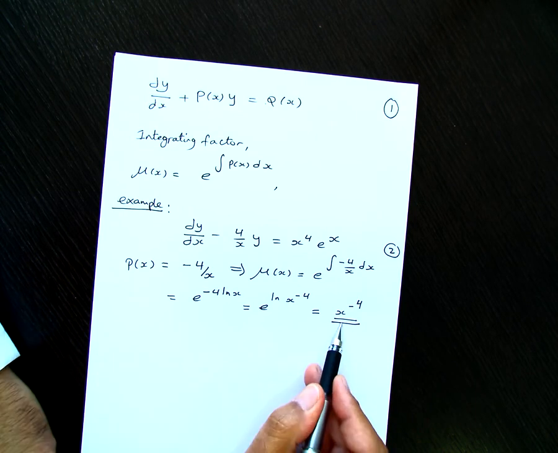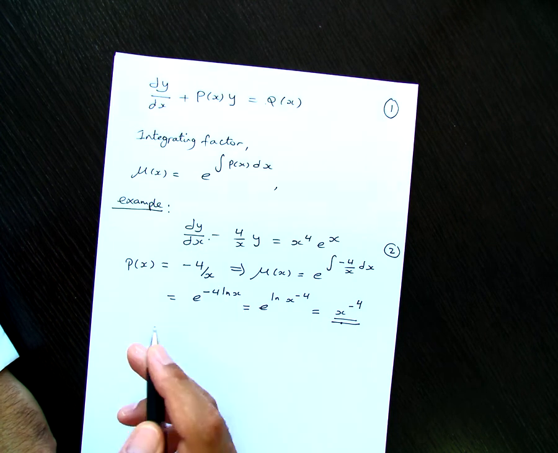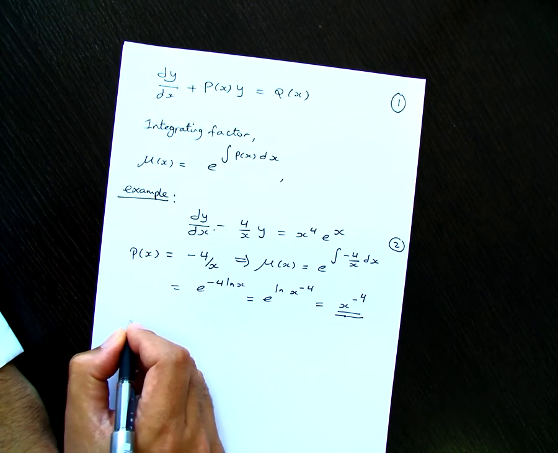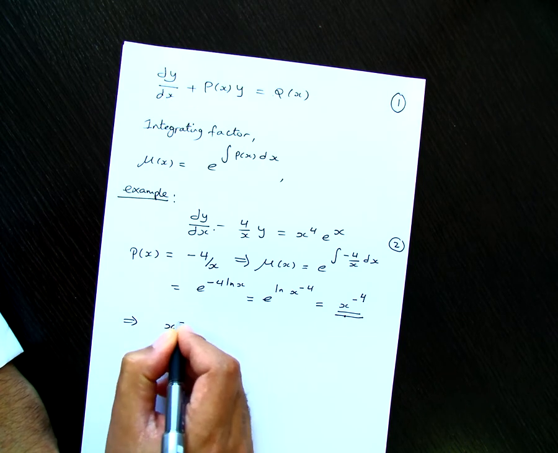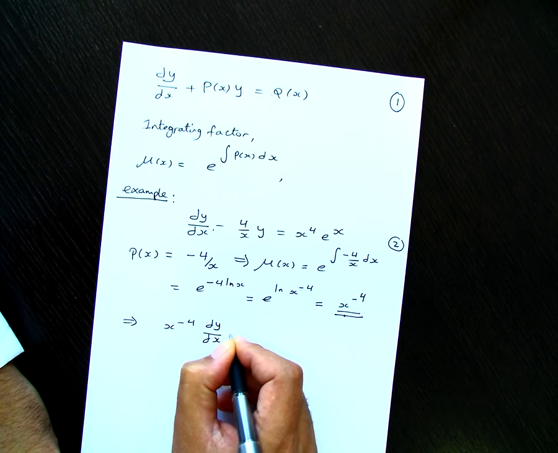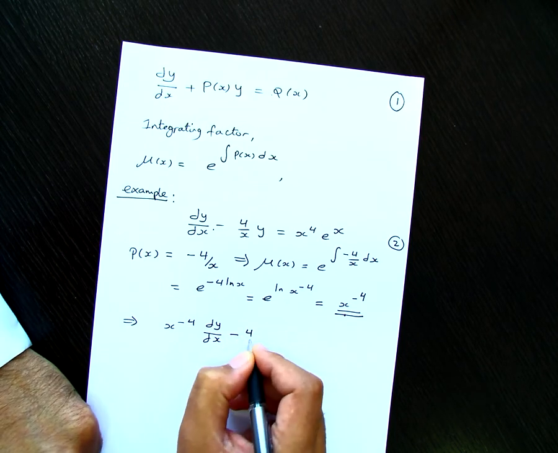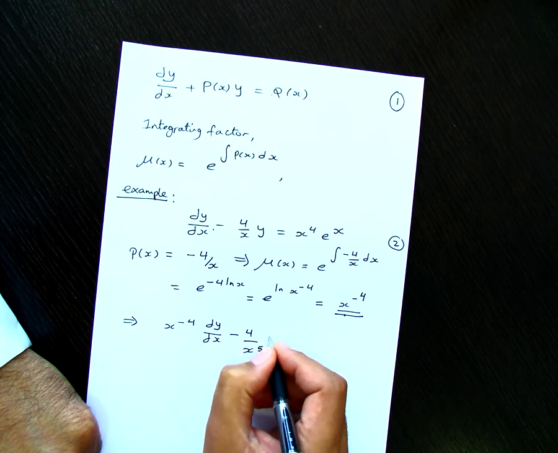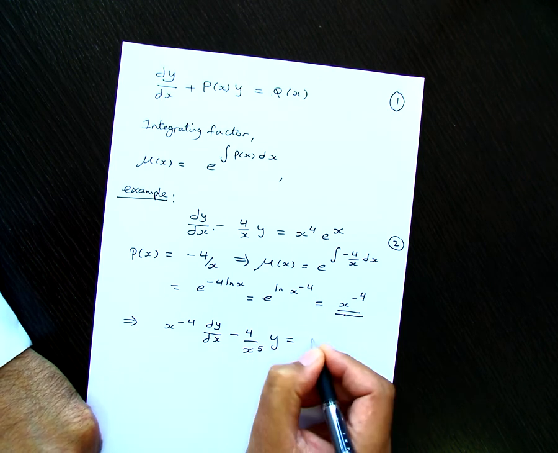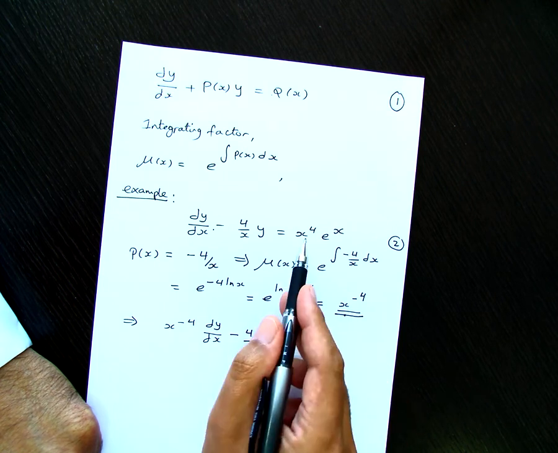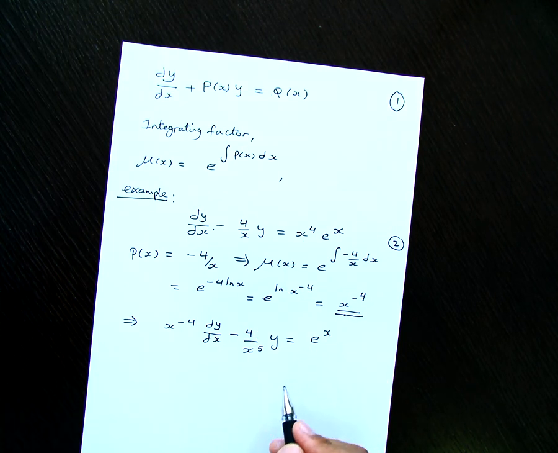We're now going to multiply equation 2 by x to the power minus 4. So let's do that. x to the minus 4 times dy/dx minus 4 over x to the power 5 times y equals simply e to the x, because x to the minus 4 cancels out the x to the 4.